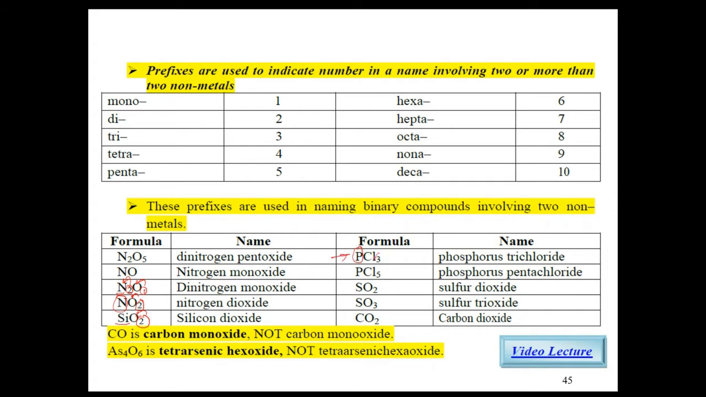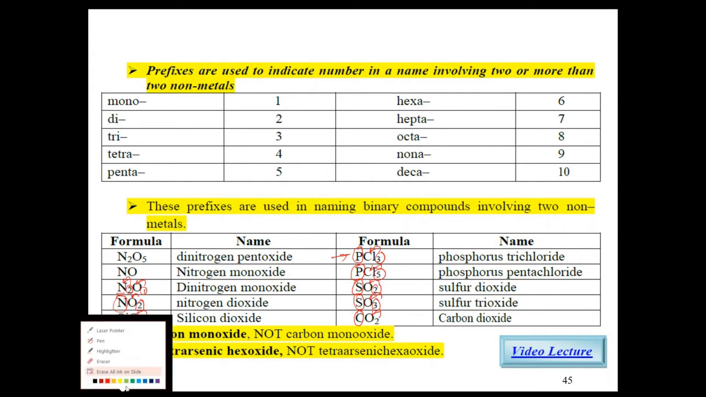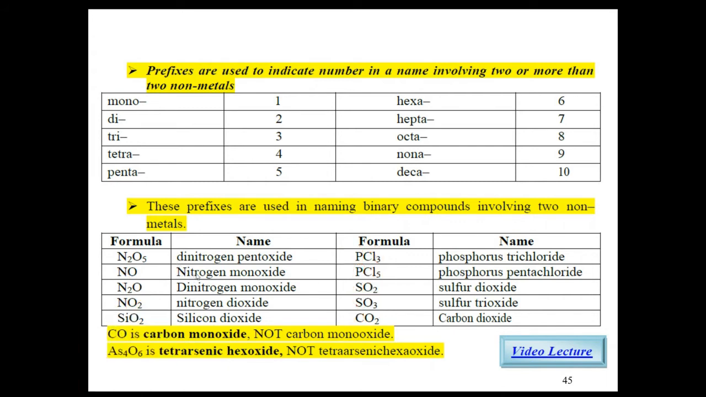Now come to this side. It is phosphorus trichloride, phosphorus pentachloride, sulfur dioxide, sulfur trioxide, carbon dioxide. Now, any question, boys? Any question? So this is how to write a name for a molecular compound.